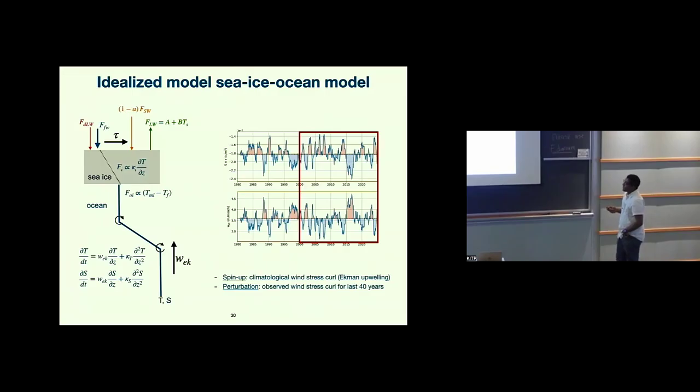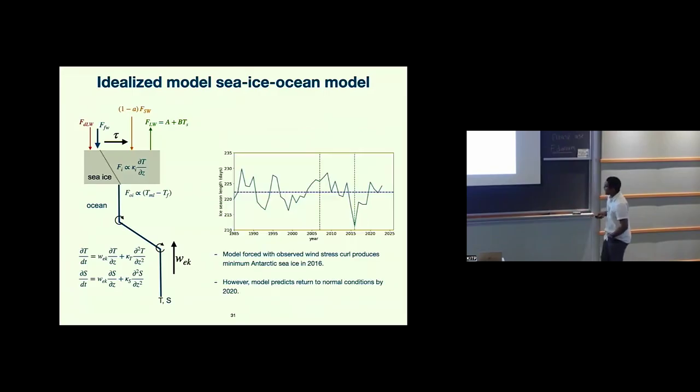And then see what the sea ice response is, right? And what you get when you do that is shown here. This is just showing the ice season length from 1985 to present. And what you see is the sea ice season shortens in this simple model, and the model actually predicts a minimum in sea ice season length in 2016, which is when we had this big dip, right?